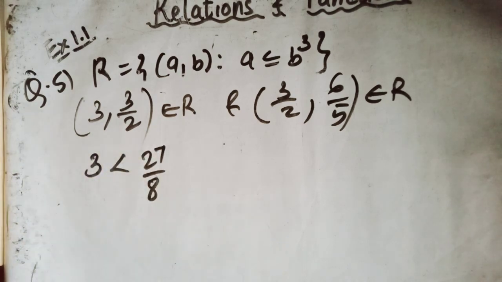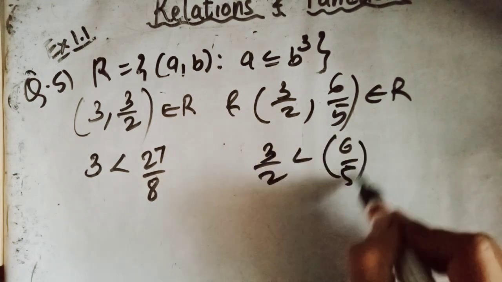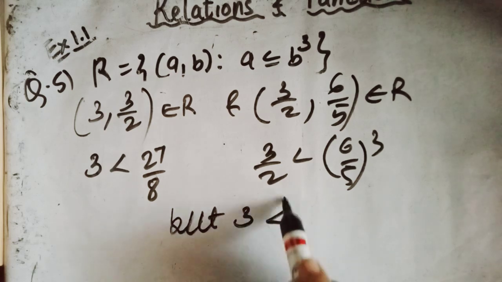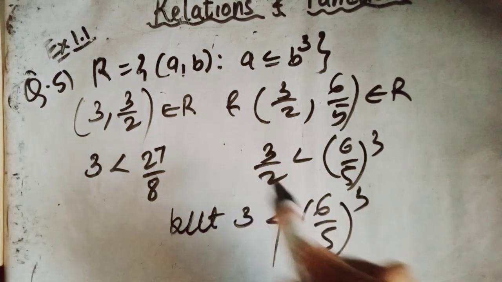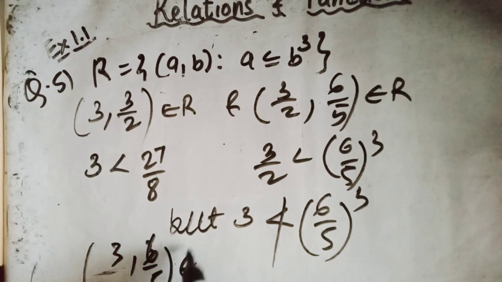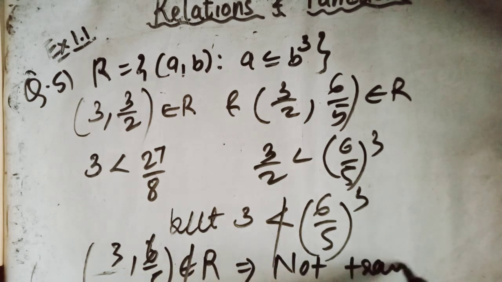So this is 3 is less than 27 by 8. Okay, and 3 by 2 is less than (6 by 5) cube. Okay, but this 3 is not less than (6 by 5) cube. Okay, that will be a bigger number. This 3 is bigger than (6 by 5) cube. So we can say that (3, 6/5) does not belong to R, which implies it is not transitive.